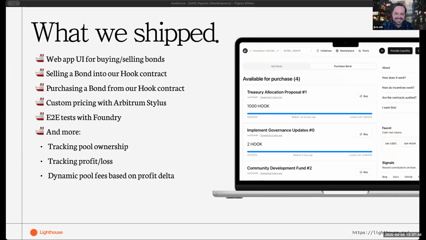Eventually, we were able to deliver a custom interface for adding liquidity to our hook, selling bonds into our hook, and buying bonds from our hook. We also created a custom pricing strategy that was deployed on Arbitrum Stylus, which was actually really cool. So that proved the use case for composability between Stylus and Arbitrum, and also confirmed that we could deploy a custom pricing strategy that has compute-heavy use cases.